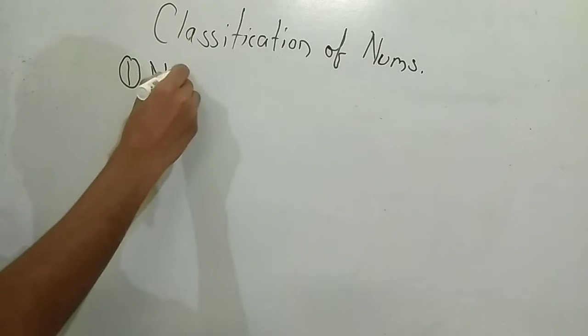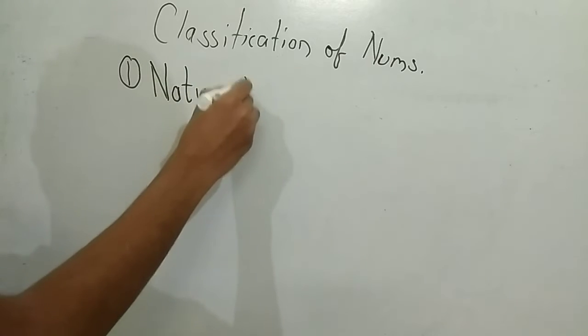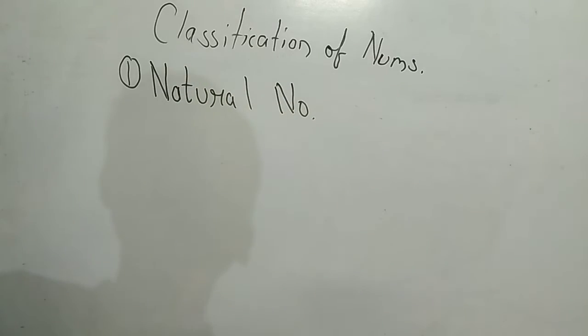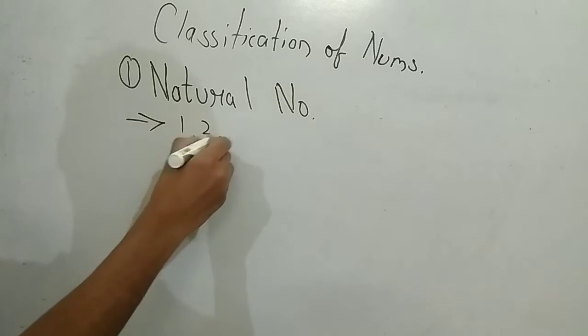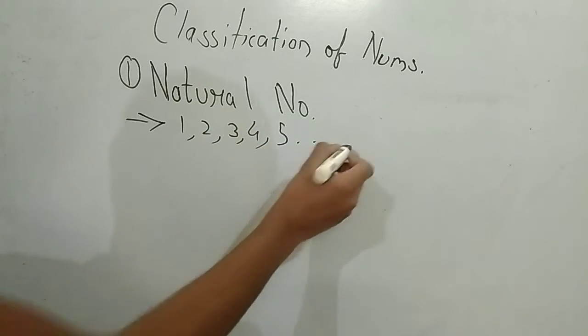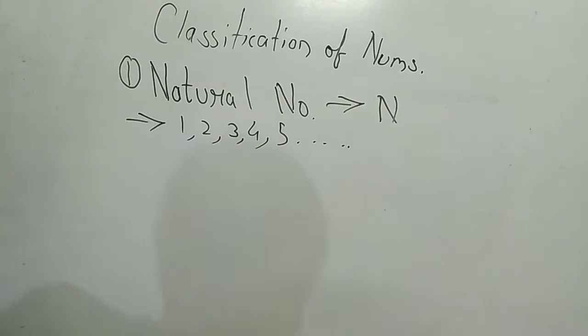The first number that comes is natural numbers. Natural numbers are so easy, which are just the natural numbers which we learn very first, like 1, 2, 3, 4, 5. These are called natural numbers and denoted by N.